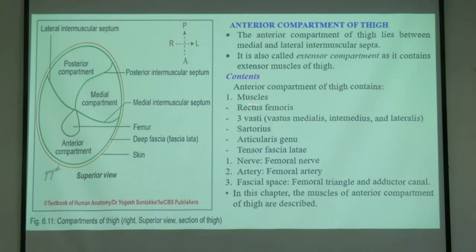Contents are muscles. Muscles include rectus femoris, three vasti: vastus medialis, vastus intermedius and vastus lateralis; sartorius muscle, articularis genu muscle and tensor fasciae latae. Nerve lying in this compartment is the femoral nerve. Artery is the femoral artery, and the fascial space within the anterior compartment is the femoral triangle. Femoral triangle was discussed yesterday, and the adductor canal will be discussed today. So in this chapter, the muscles of the anterior compartment of the thigh are described.